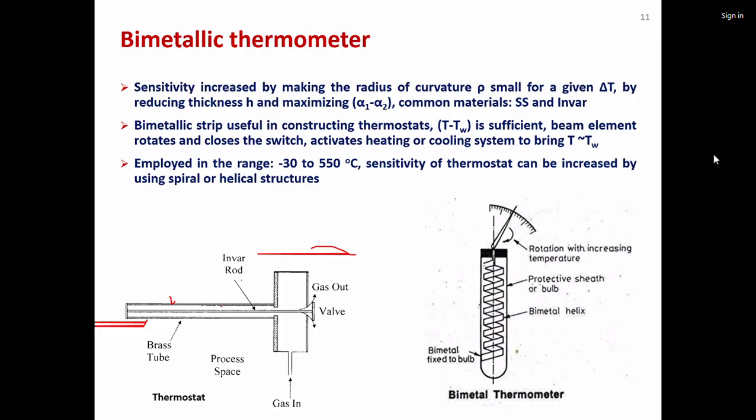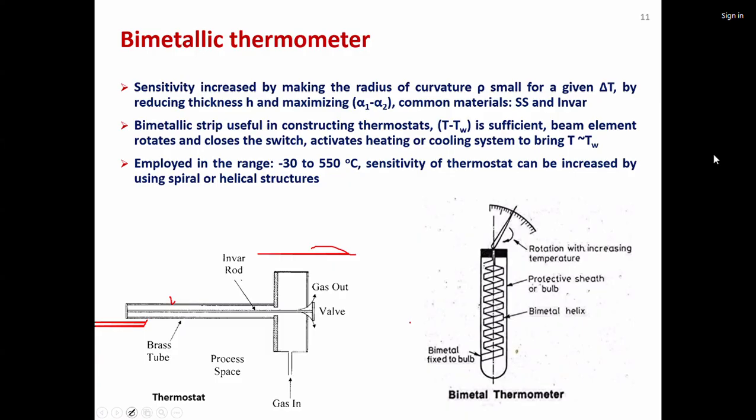When the temperature goes down, this brass rod will now shrink. And when the brass rod shrinks, the valve again opens up. So when the valve opens up, again the hot gas can come into your room. So that is the principle behind how a thermostat works. And the sensitivity of this thermostat can be increased in various ways.